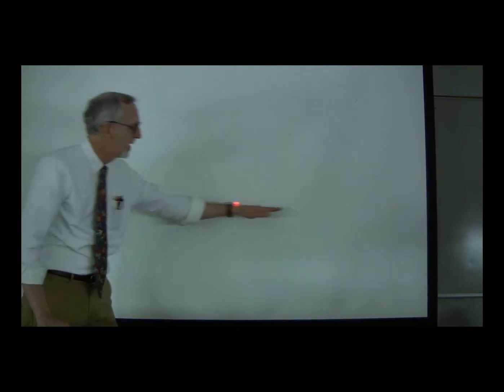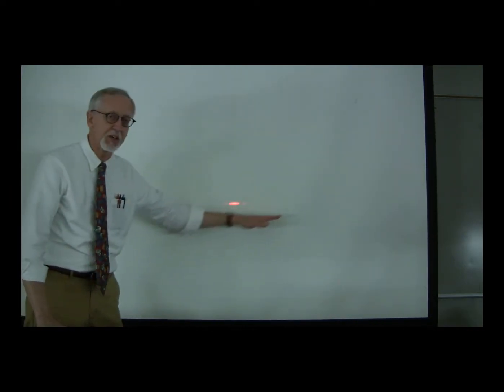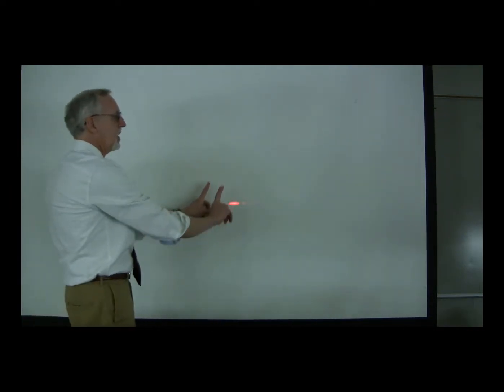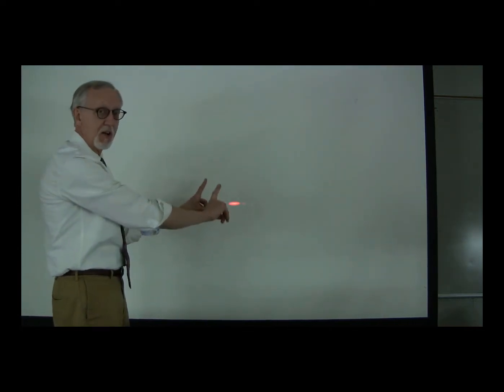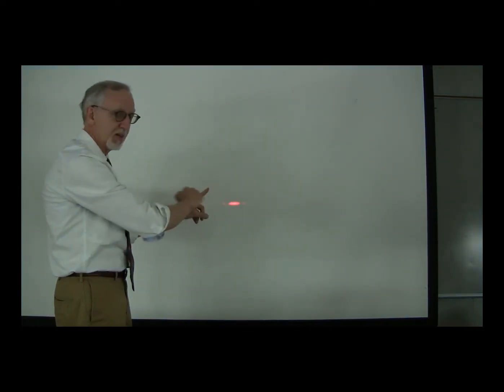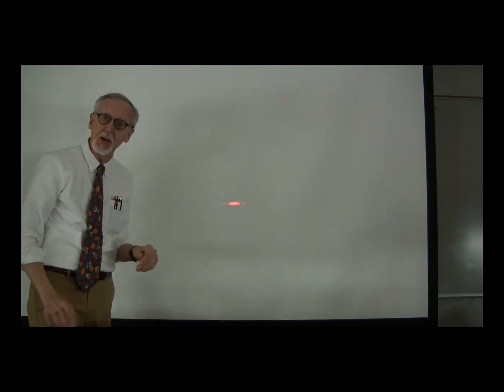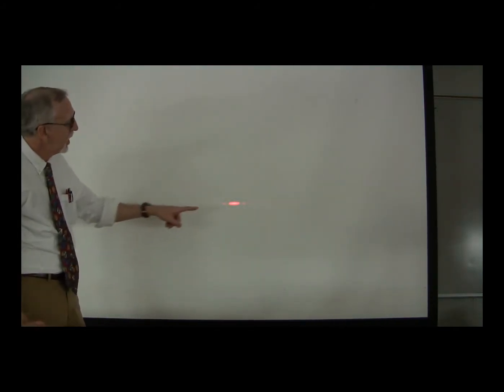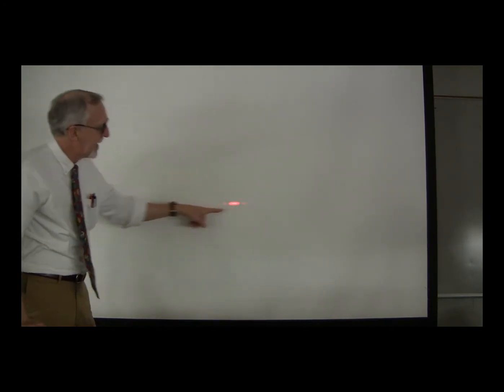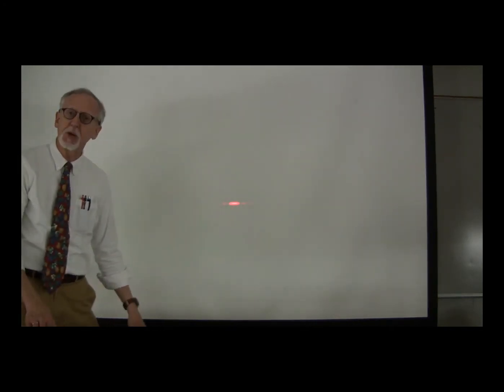Again, notice the spreading out is in the horizontal direction. Why? Because the slit is a vertical slit, which cuts off the edges of the beam on the horizontal side, spreading it out this way, but not spreading it out in the vertical direction. We're getting it spread out, we're getting bright fringes, we're getting dark fringes.